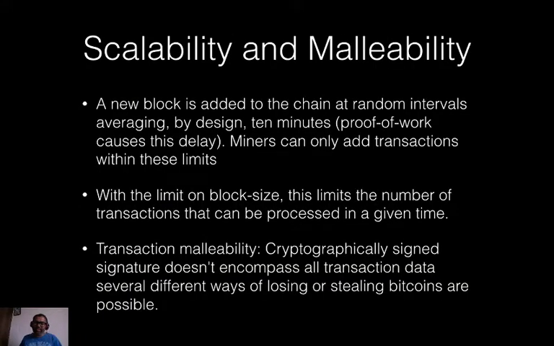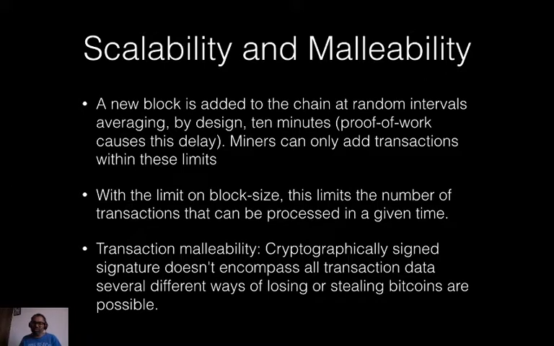Now coming to the scalability and malleability issue. We know that 1 MB is the maximum size a block can have. Depending on the size of transactions, only a limited number of transactions can be put into a block. This creates a limited capacity, and because of this, approximately 7 transactions per second can be processed on the Bitcoin network. And every block is generated at an average time of 10 minutes.